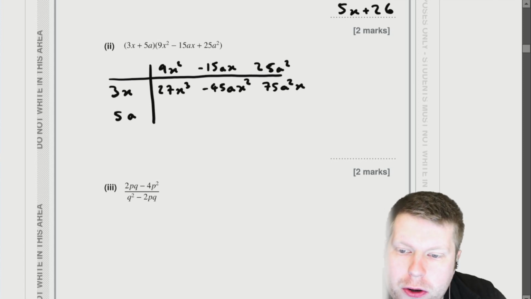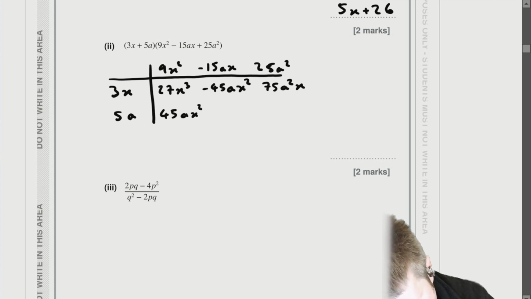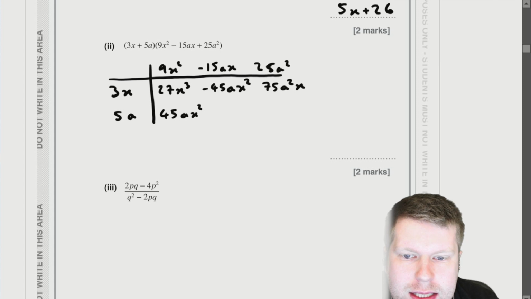Then we're going to do the bottom row, so we're going to do 5a times 9x squared. So 5 times 9, that's going to give me 45. Then I've got a times x squared. Then I've got 5a times negative 15ax.